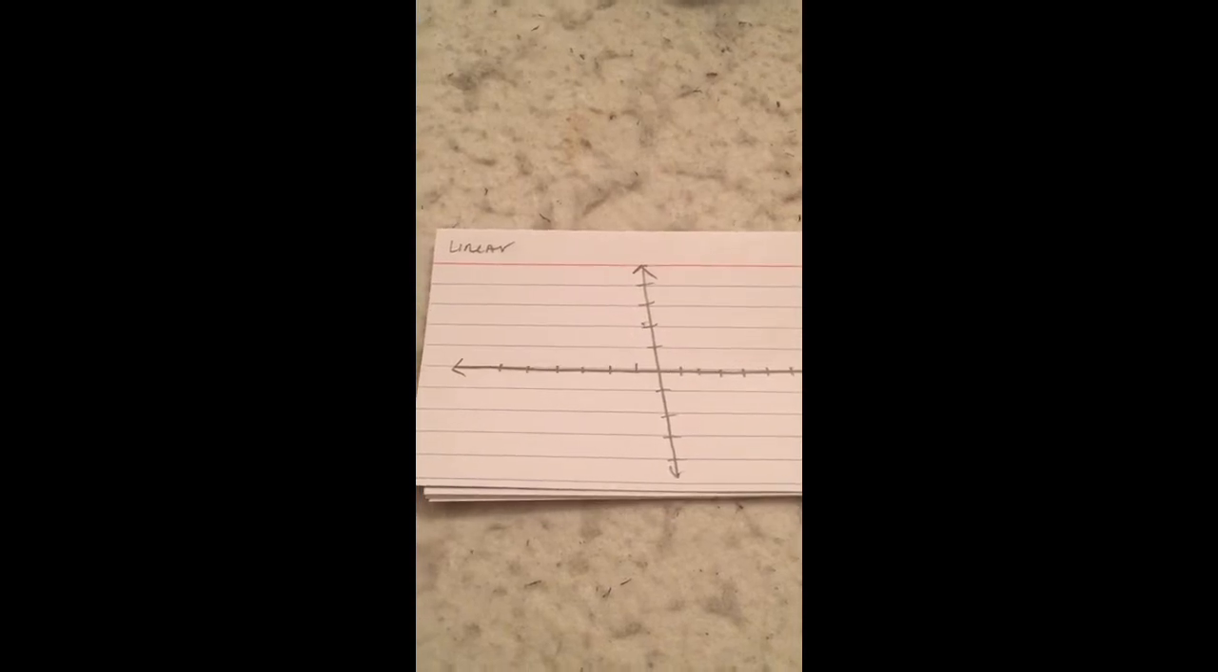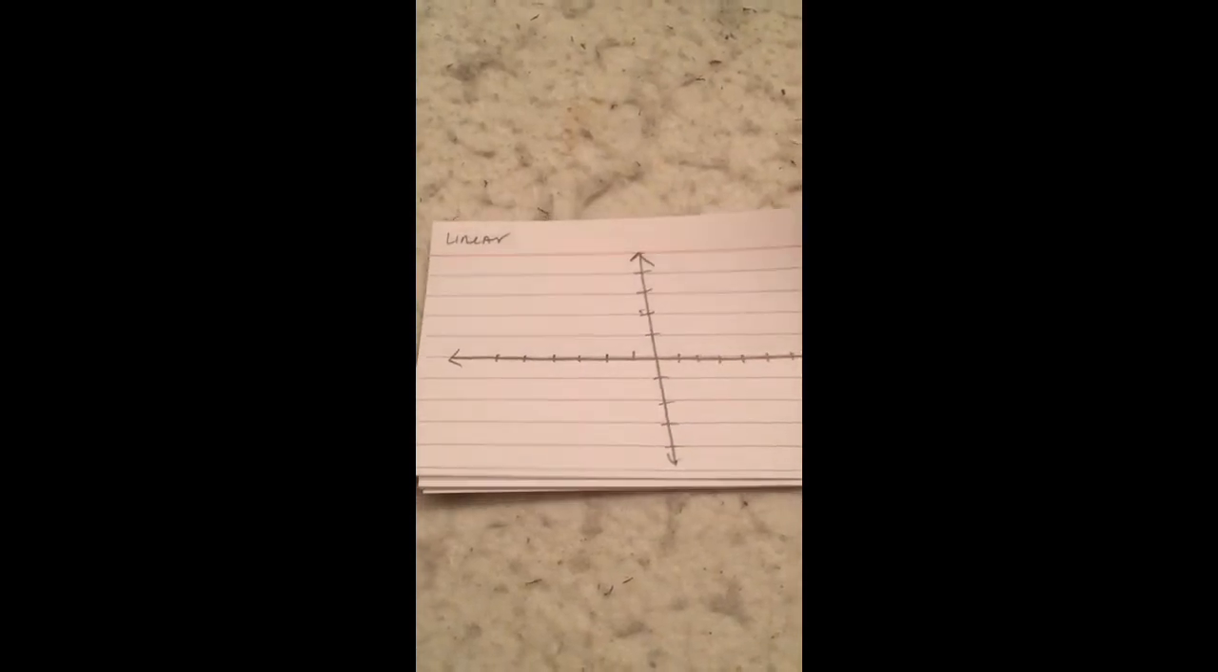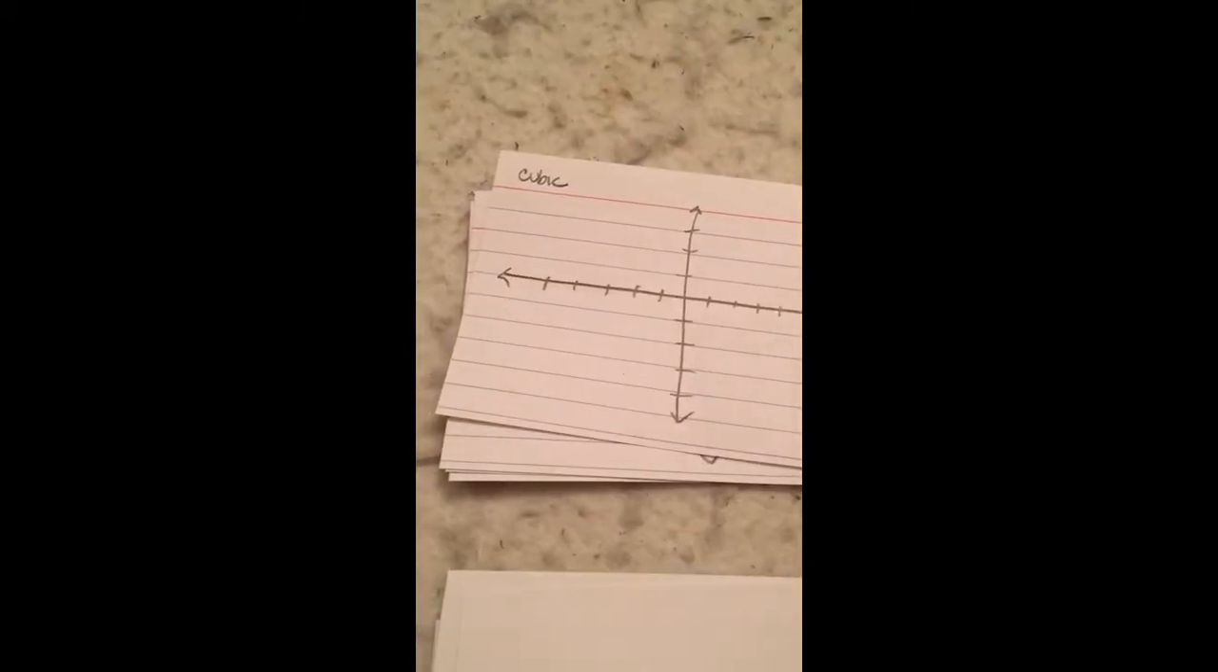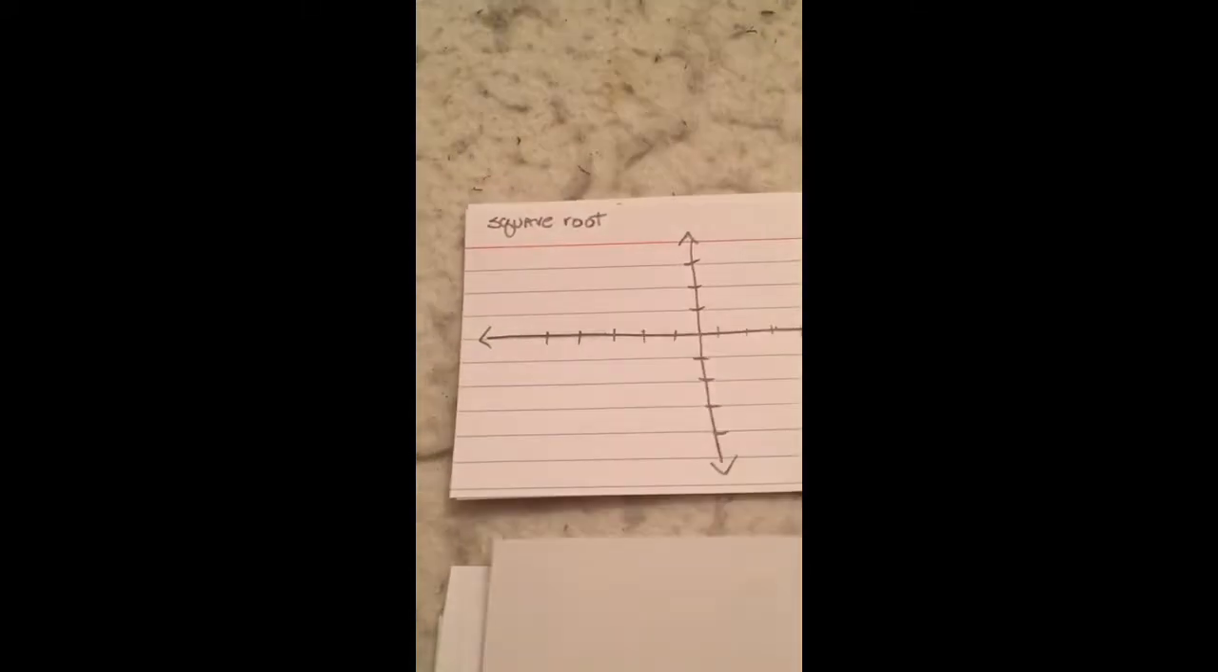As we begin this lesson, you need to have your index cards ready. So take a moment and do your index cards. One for linear, one for quadratic, one for absolute value, one for cubic, one for square root, one for exponential, and one for simple rational functions. Now, we may break these into 2 videos if the time becomes too long.